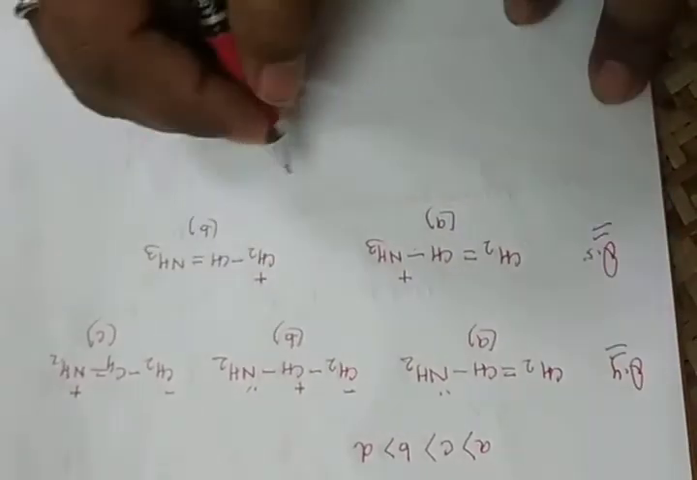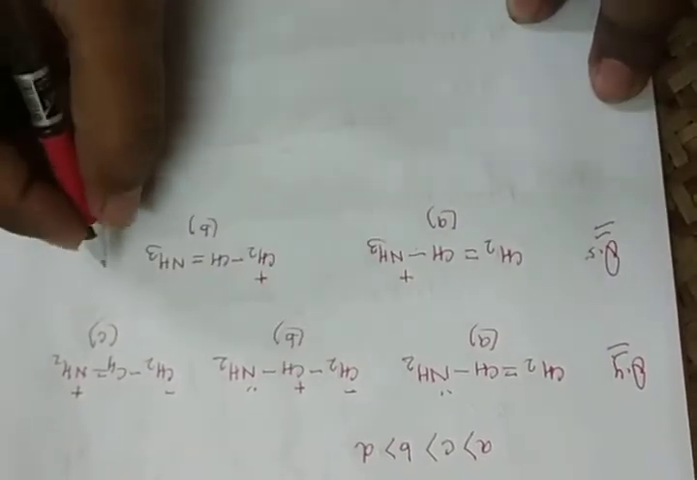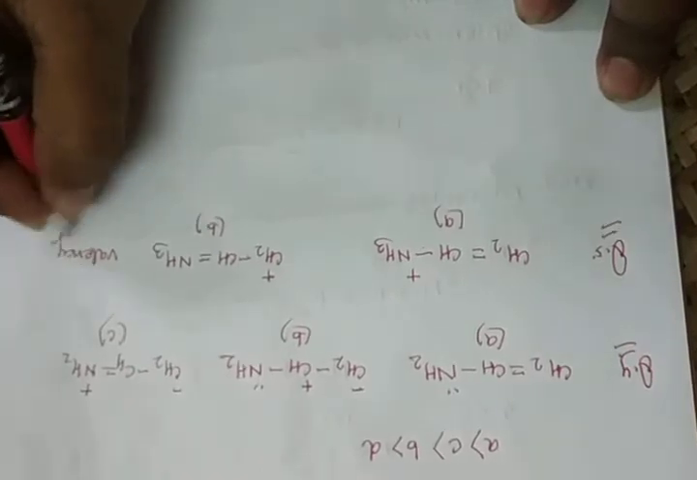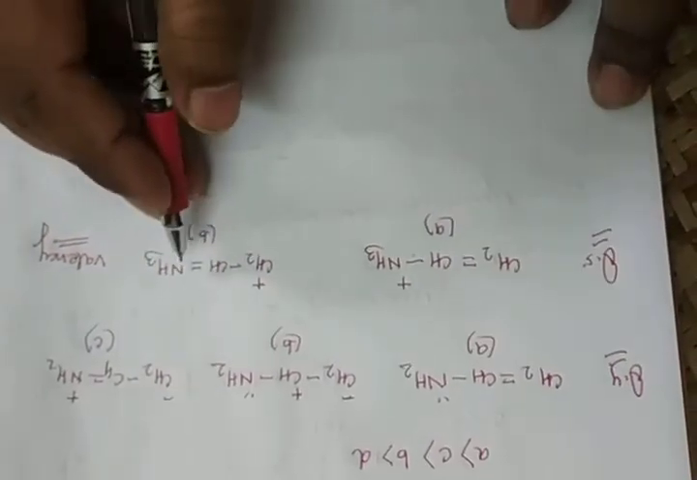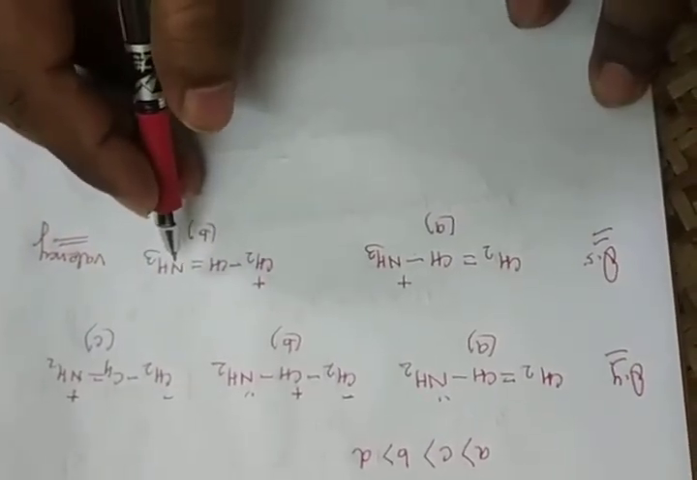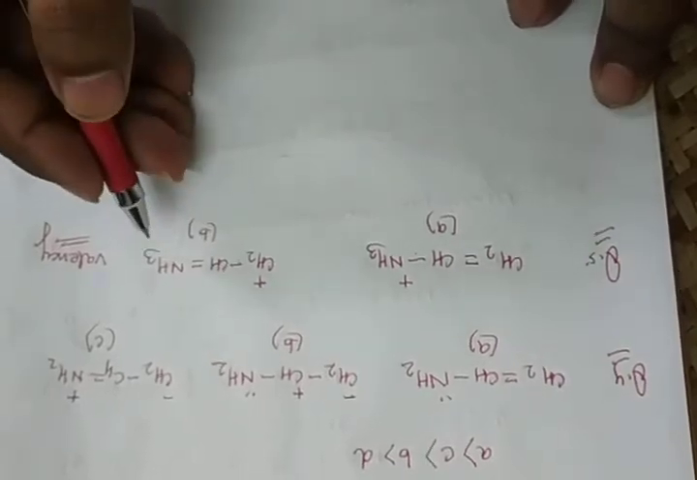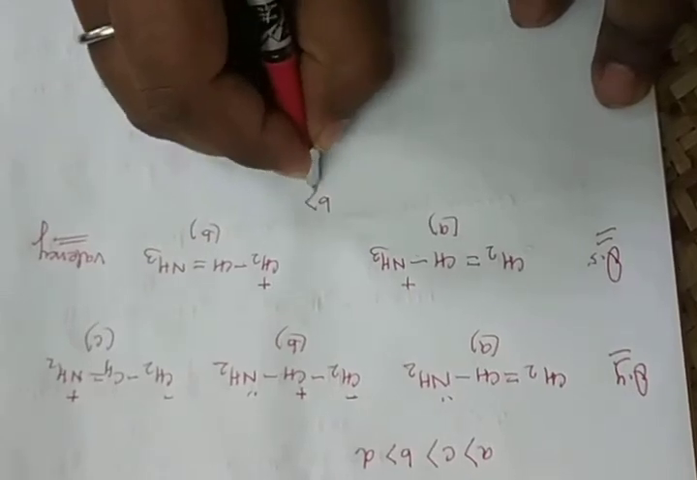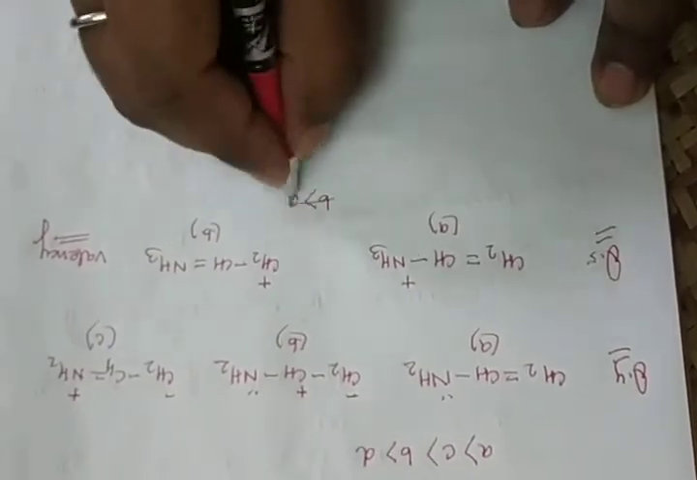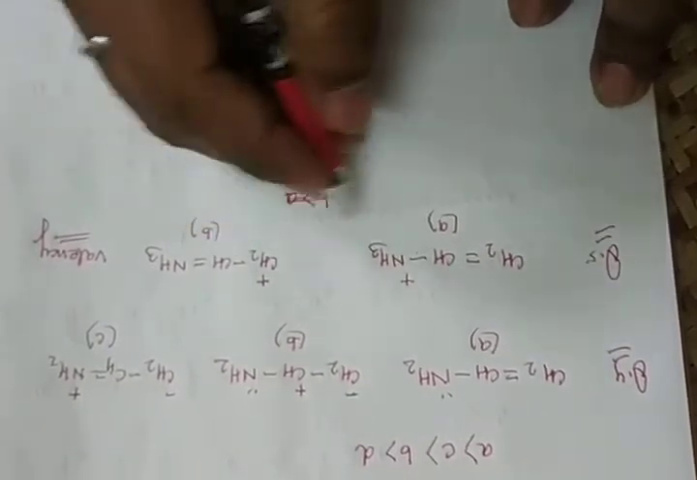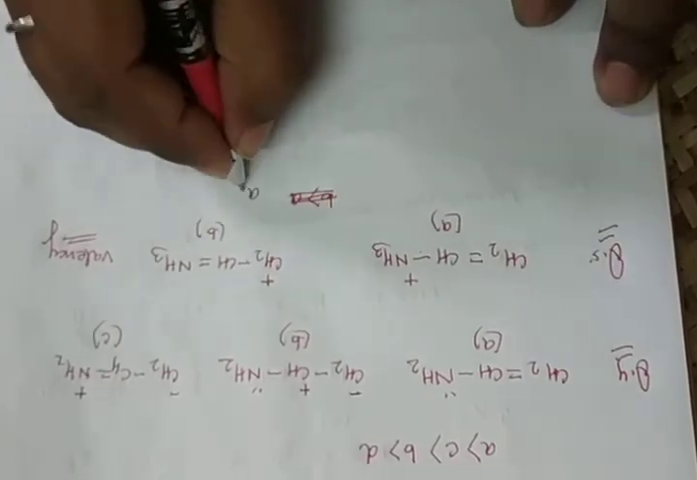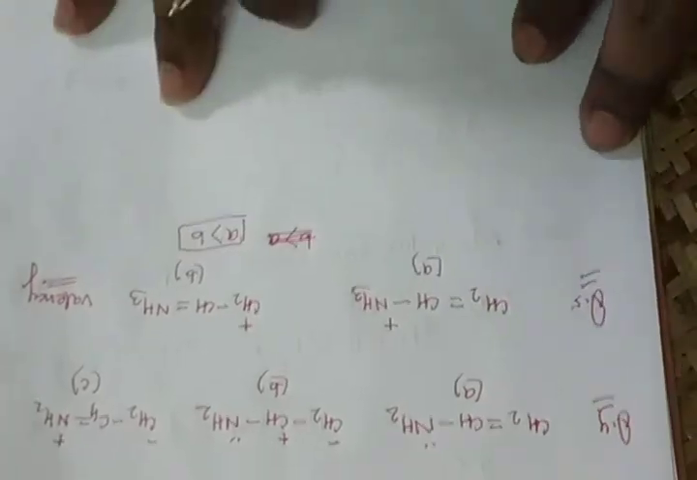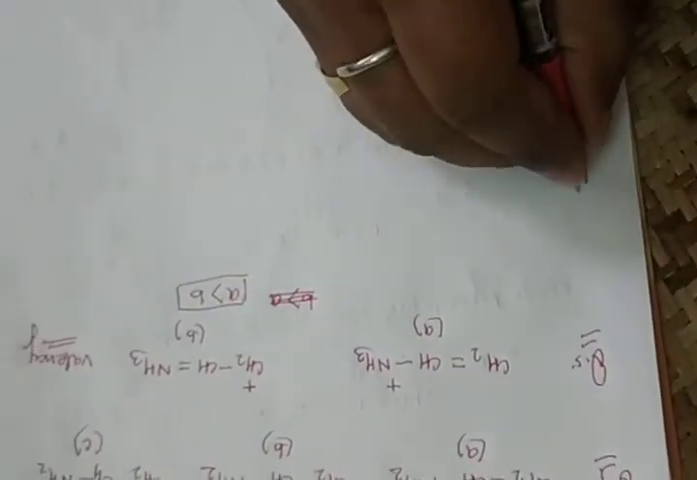Now this is a very important thing: check valency. In all the compounds, check valency. Now the valency of NH3 is 5, so this is not possible. It means compound B is less stable than compound A. It means compound A is more stable than compound B. Clear? Okay. Now again.